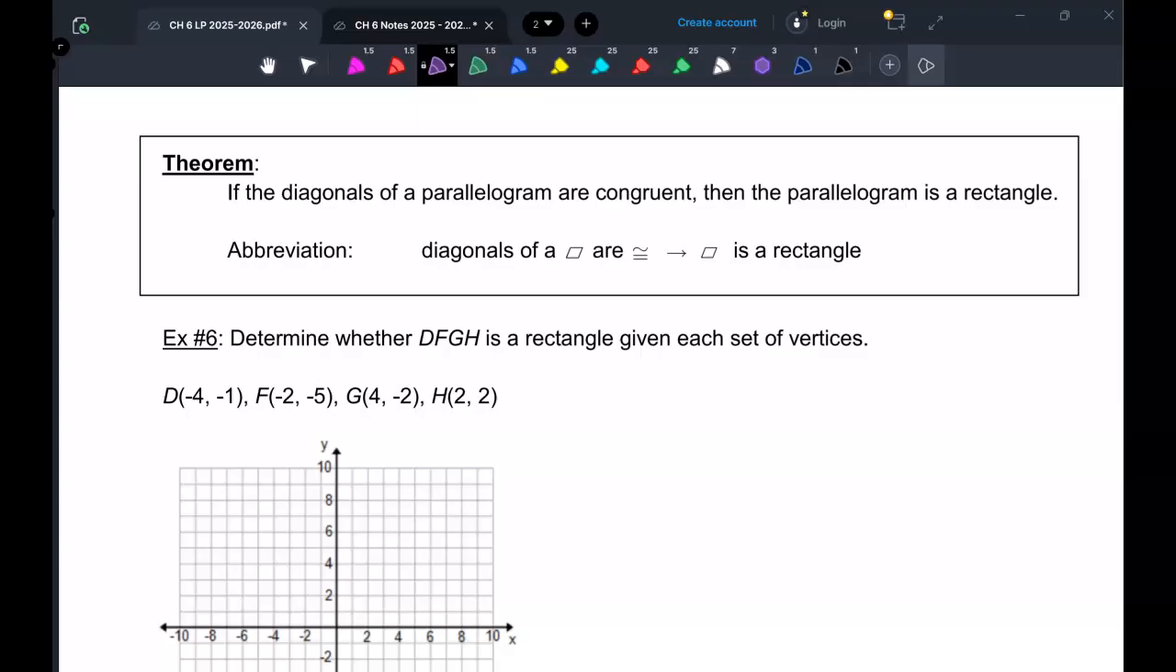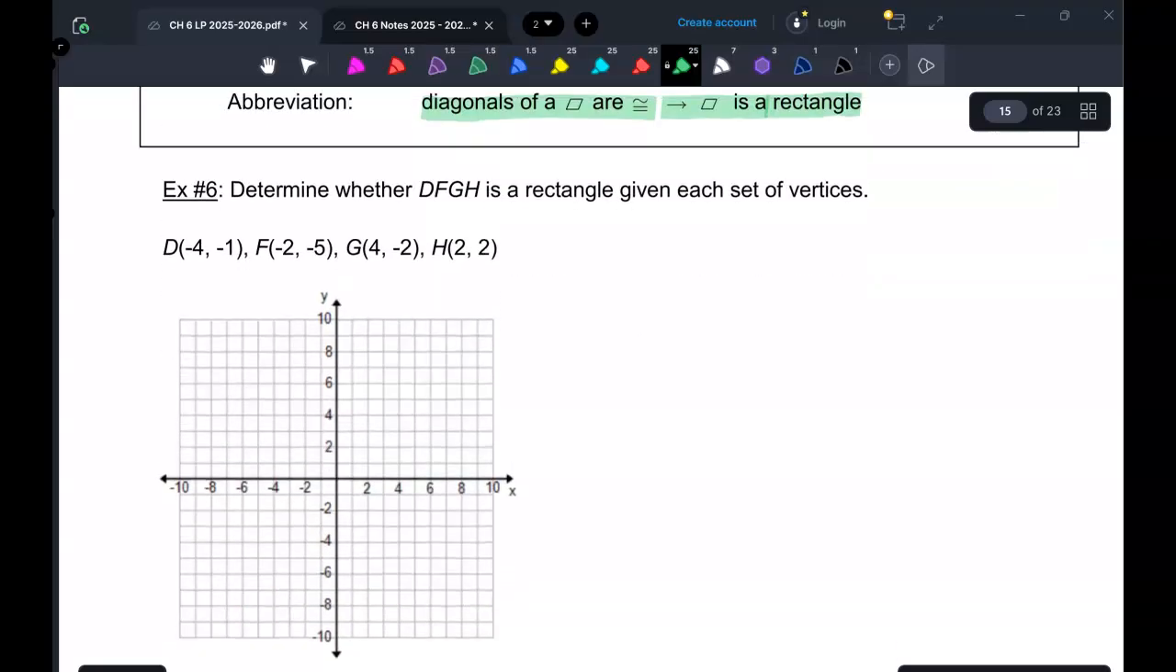Okay. This is the converse of the previous theorem. So this basically says if the diagonals of a parallelogram are congruent, so if you already know it's a parallelogram, if the diagonals are congruent, then we know it has to be a rectangle. So we're going to use this theorem to prove whether it is or is not. I'll let everyone else try this one out.